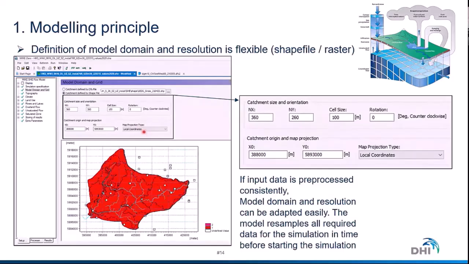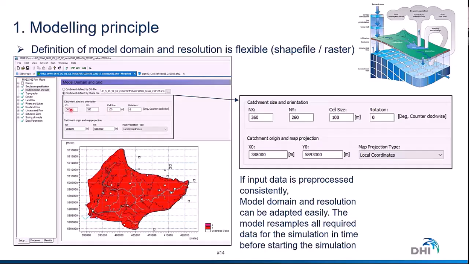I will jump soon into the graphical user interface directly, but maybe to highlight that, this is based on MikeZero. So this modeling platform is called MikeZero. And when you open MikeSHE, you have this typical data tree where you can define and configure all your modules. And within the model domain and grid, you can select a shapefile or a DFS file, which is the MikeSHE native raster format, and then discretize your model domain directly inside the GUI.